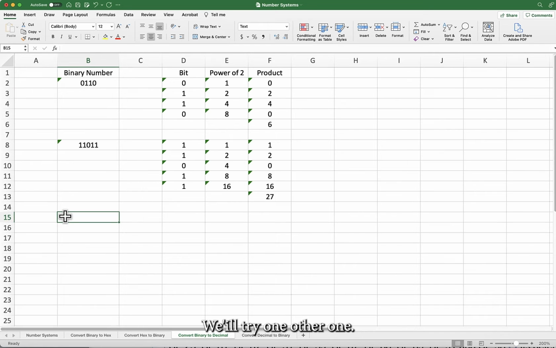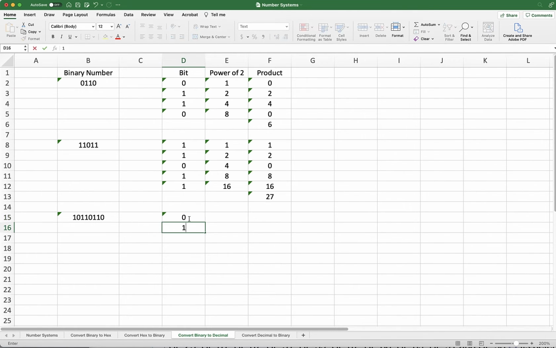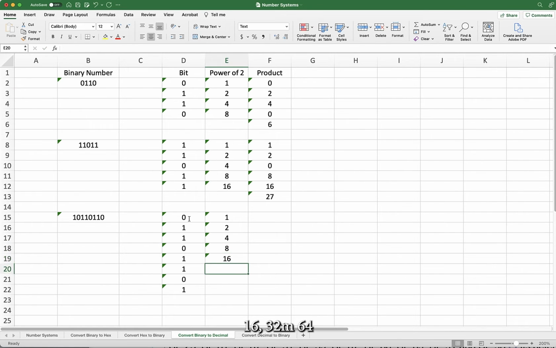We'll try one other one. We're going to write this vertically. And then we're going to write the powers of 2: 1, 2, 4, 8, 16, 32, 64, and 128.